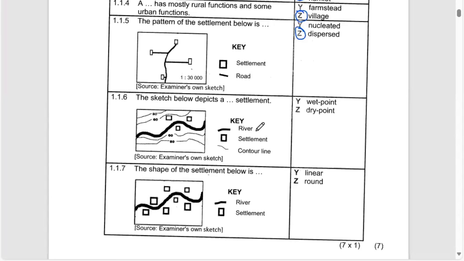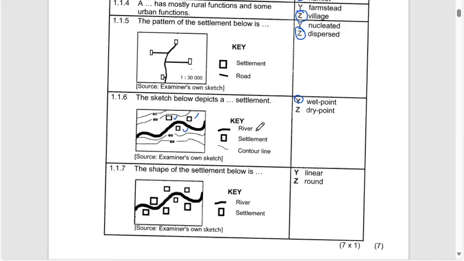So this one here, if we check, our settlement is located there and there and there, and the river is just around the area. And if we see our contour lines, the first contour line to either side of the settlement is at 60 meters, which means this settlement is located in a low-lying area, just in the river flood plain. Why is the settlement located there? Because water is a scarce resource they need to access. So it's a wet point settlement.